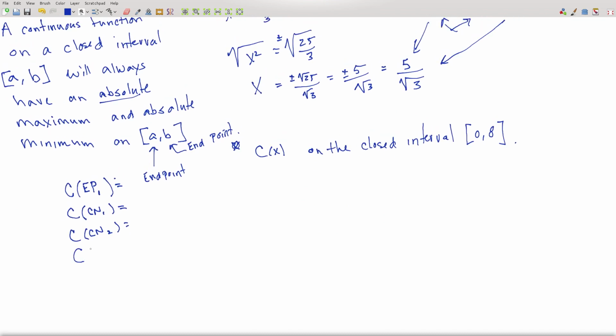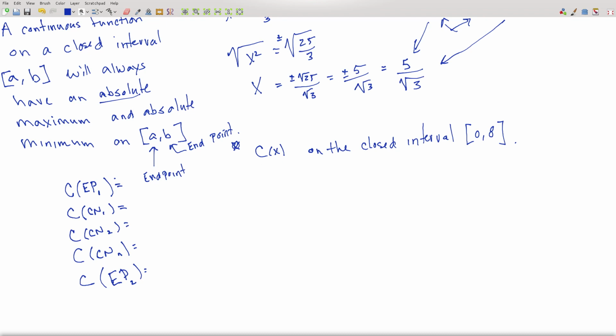And you keep doing that until you run out of critical numbers. This is the nth critical number that's between the endpoints. Until you run out of critical numbers that are between the endpoints. And then you evaluate the function at the second endpoint. Alright, and whichever of those is the biggest value is the absolute maximum, and whichever of those is the smallest value is the absolute minimum. That's the idea of it. Now let's actually do it for this problem.